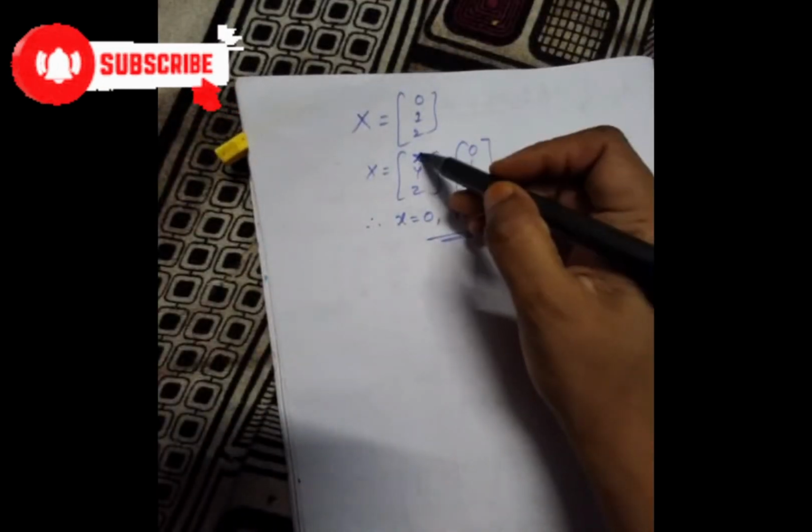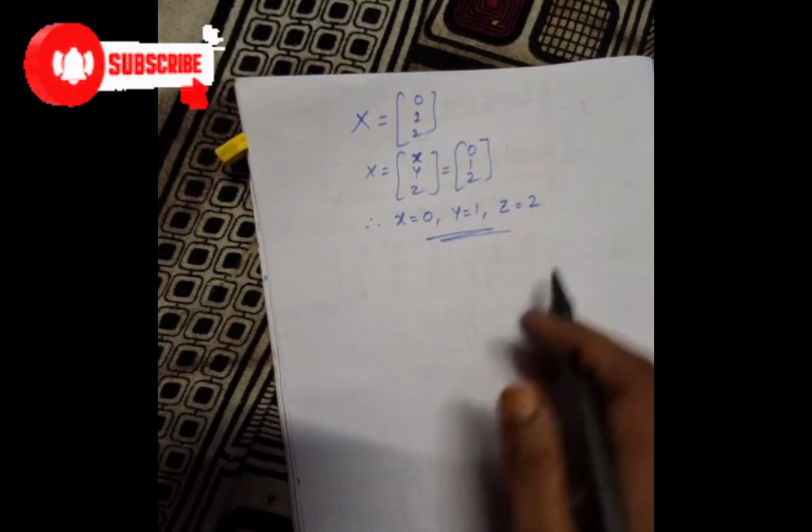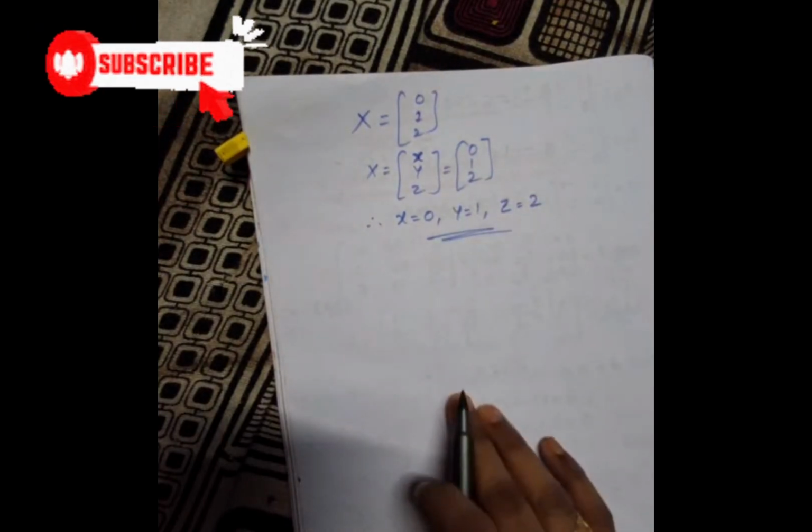What values are 0 1 2? 0 1 2 is x y z. X equal to 0, y equal to 1 and z equal to 2. Like this we have to solve by the matrix inversion method.